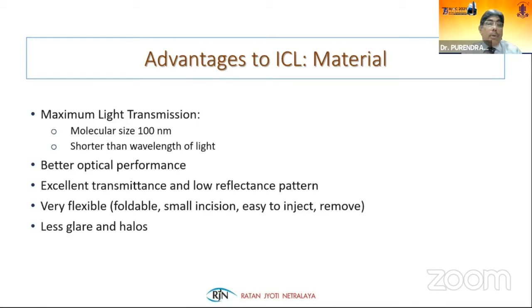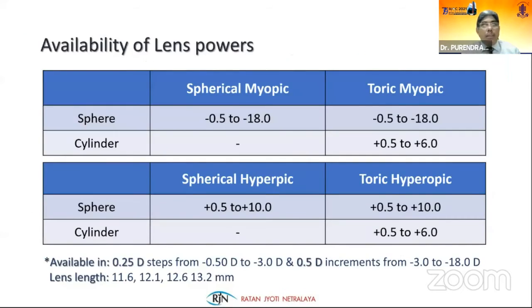The important part is that the molecular size of the collamer material is 100 nanometers, which is shorter than the wavelength of light. That's why the light can pass through it very easily, and there is maximum light transmission, better optical performance, excellent transmittance and low reflectance. It is very flexible, and there is less glare and halo, or rather I should say no glare and halo in all these cases.